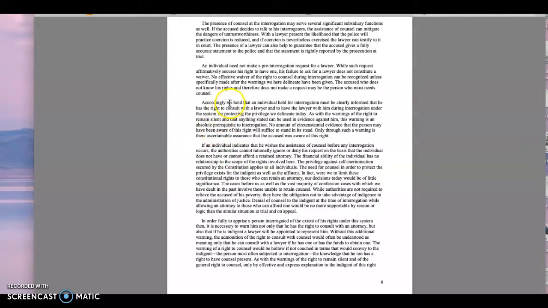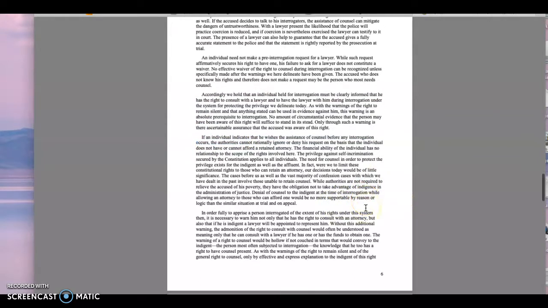This is a critical word, hold, right? Accordingly, we hold that an individual held for interrogation must be clearly informed that he has the right to consult with a lawyer and have the lawyer with him during interrogation, right? If the individual indicates that he wishes the assistance, then the interrogation has to stop, right? And it goes all through that.